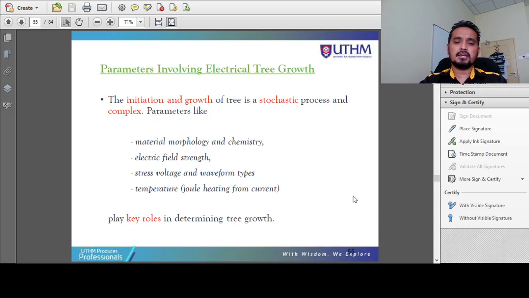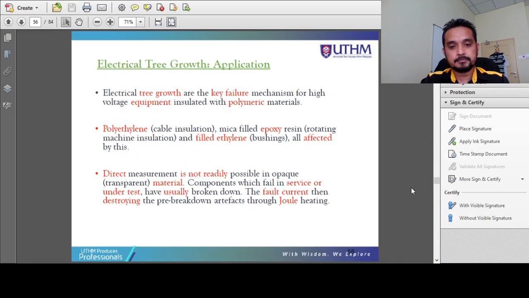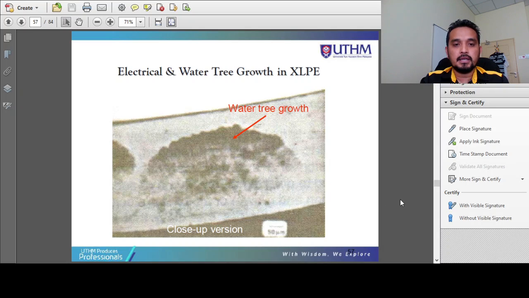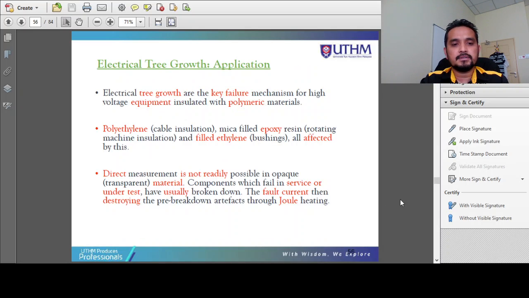We may not see the tree growth, which normally happens within the material, and sometimes it also happens on the surface of the material. In case it happens within the material, the only way we can see the treeing structure is by slicing it, and then we can see it from there. Okay, the applications.